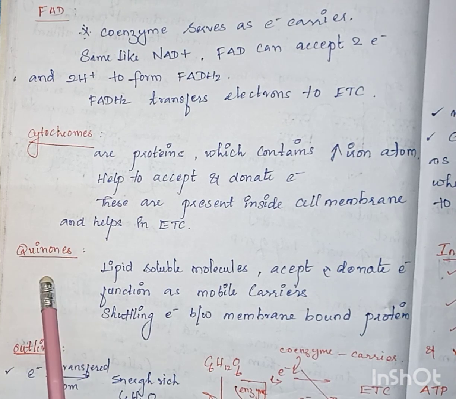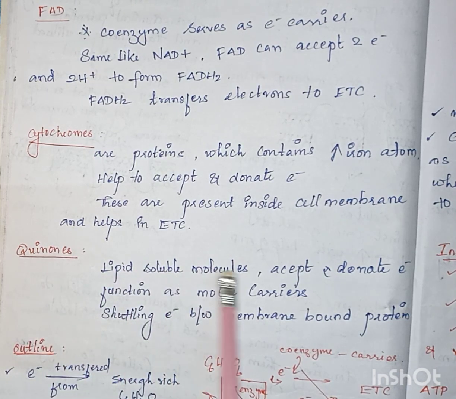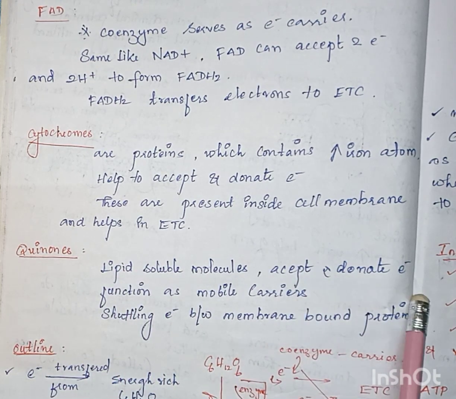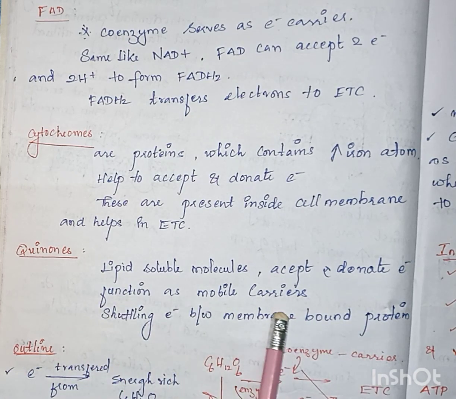Next are quinones. These are lipid soluble molecules which accept and donate electrons from one molecule to another and function as mobile carriers. Basically they are embedded inside the membrane, and they can move from one place to another by carrying the electrons.